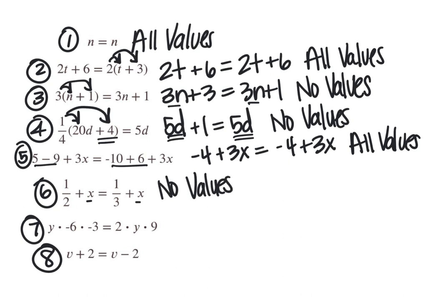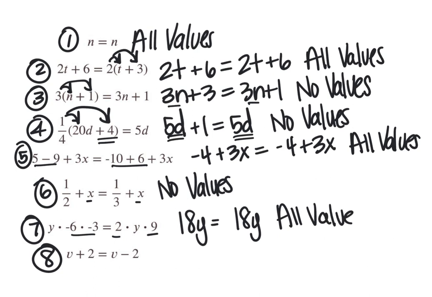Number 7. So here I have a -6 times -3. And then on this side, I have 2 times 9. Well, let's remember our integer rules. When I multiply 2 negatives, what do I get? A positive. So that's going to end up being 18y. 2 times 9 is also 18, and I multiply that times my y. Well, this is a true statement. I have the same thing on both sides. I got 18y on both sides, okay? So when those expressions are equivalent, that is an all values situation.